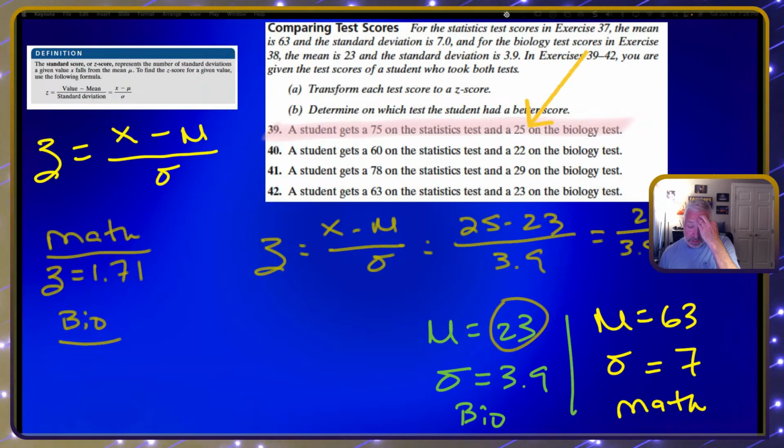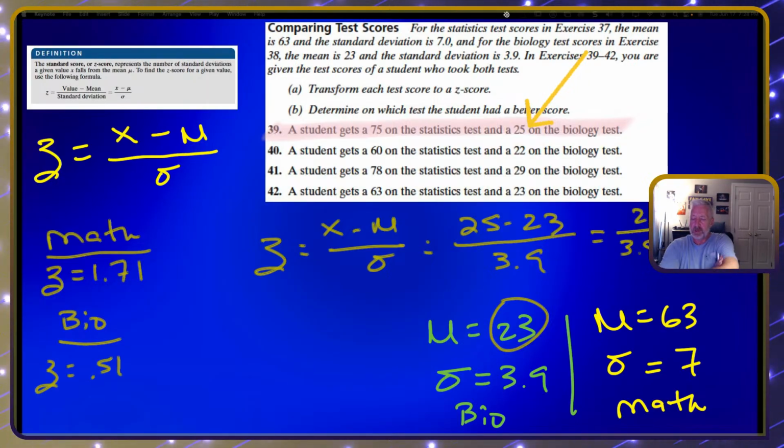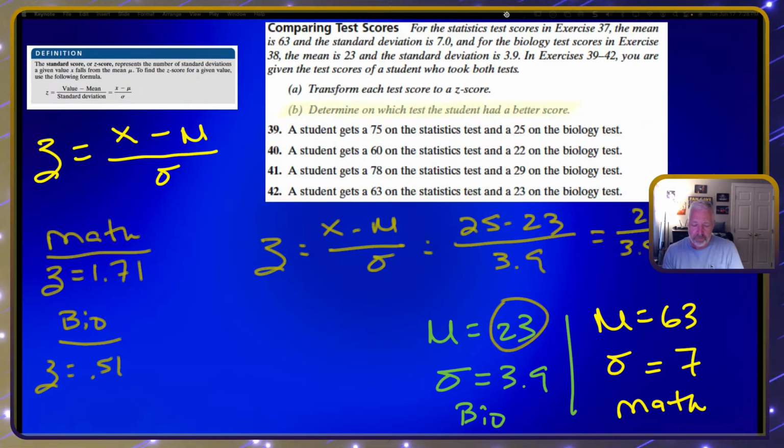Now the question from up here in the instructions is, determine on which test the student had a better score. Well, we don't know what the scales of these tests were, but we know how many standard deviations away from the mean each fell. The natural response would be to say that he had a better math score than he did bio, but again, we don't know the scales from this.